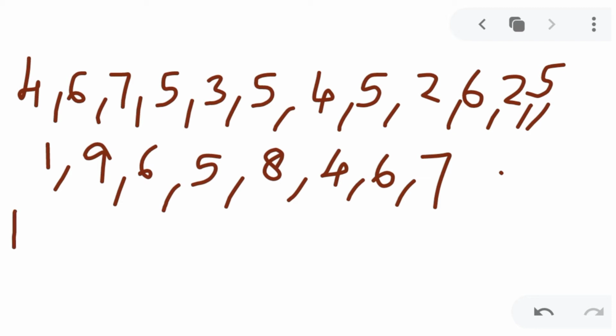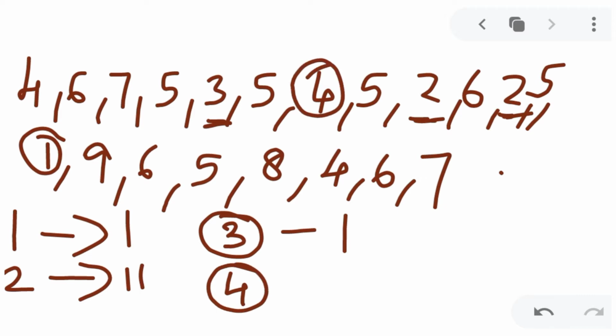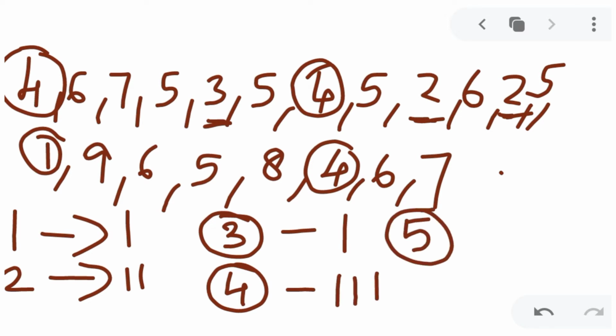So observation 1, how many times? Here only 1 time. So we can write 1. Then 2, how many times? Here 1, 2, 2 times. Then 3, how many times? 1 time. And 4, how many times? 1, 2, 3 times. So here we can write 1, 2, 3 like that. Then 5, how many times? 1, 2, 3, 4, 5.